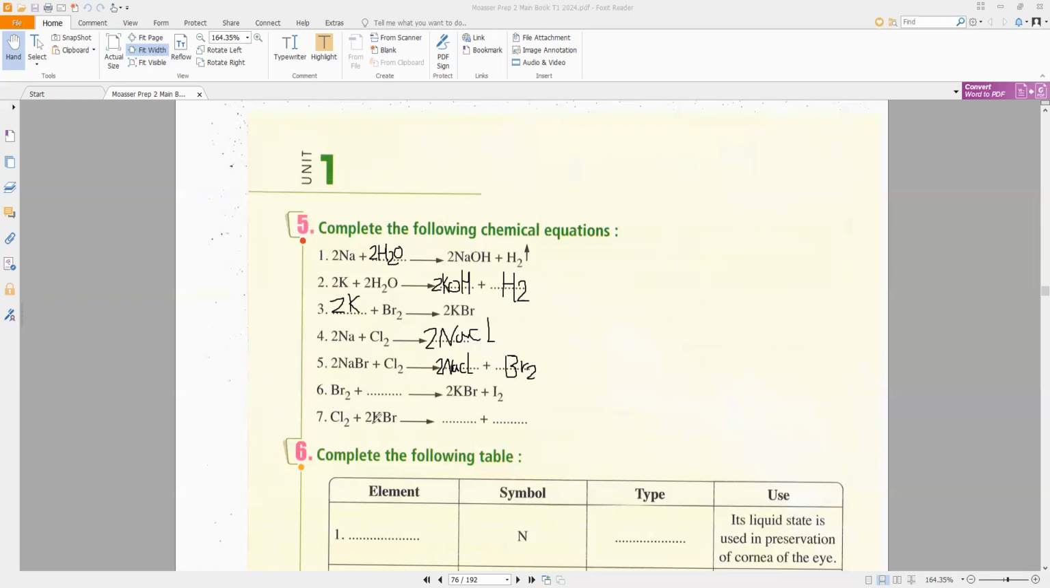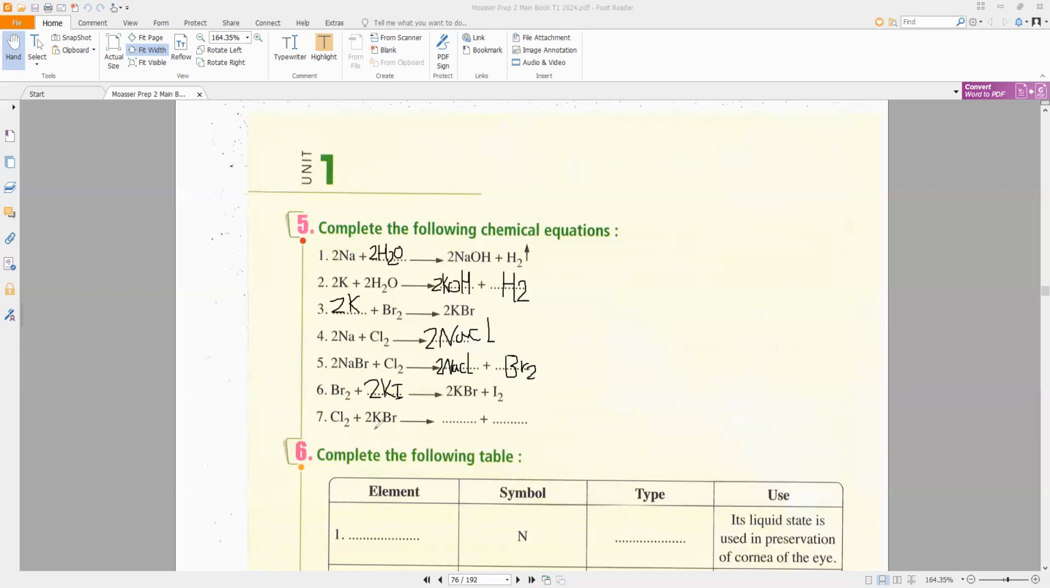Bromine reacts with what to produce potassium bromide and iodine? We found that iodine is formed in the reaction, so it reacts with the salt of iodine, potassium iodide. So when potassium iodide reacts with bromine, bromine replaces the iodide because bromine is more reactive than iodine. This is the reaction that happens.